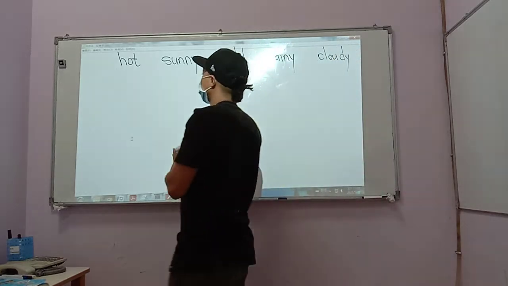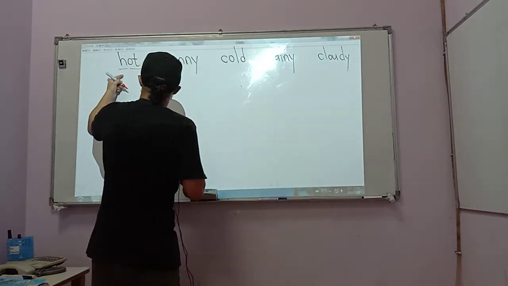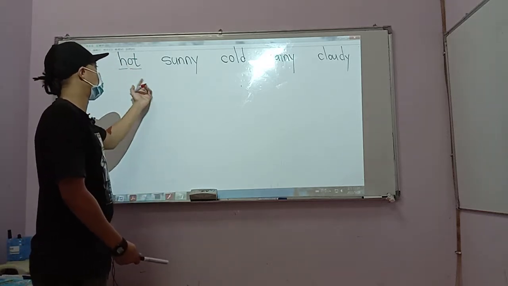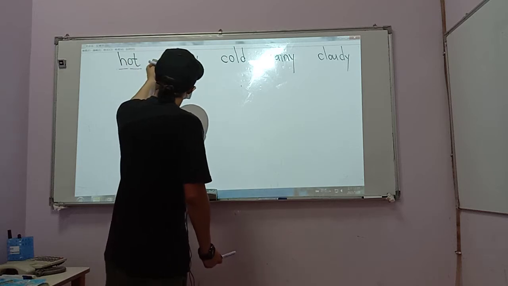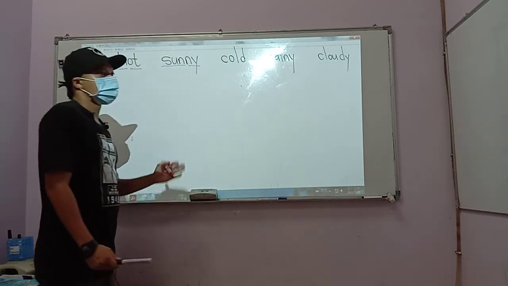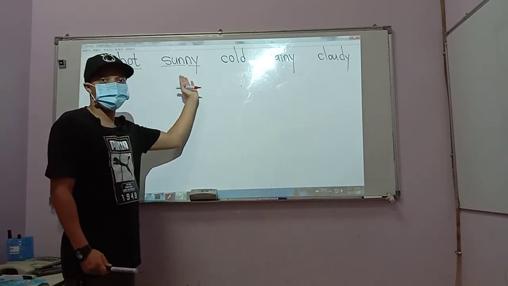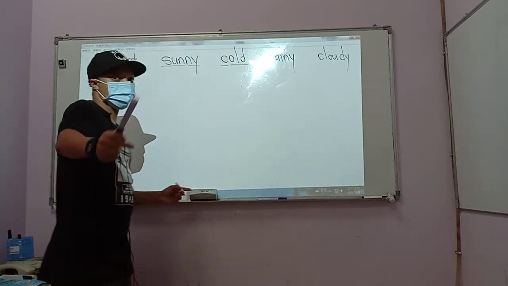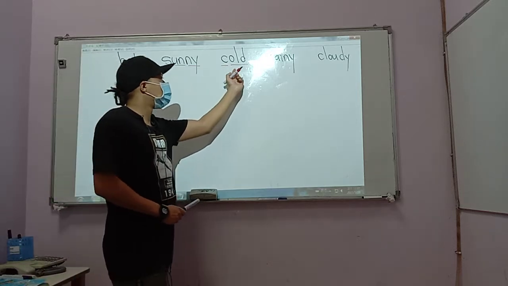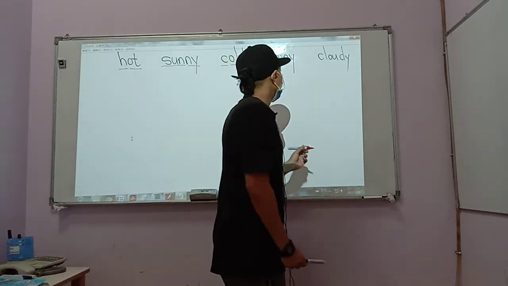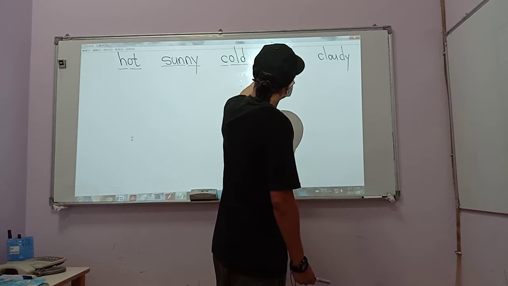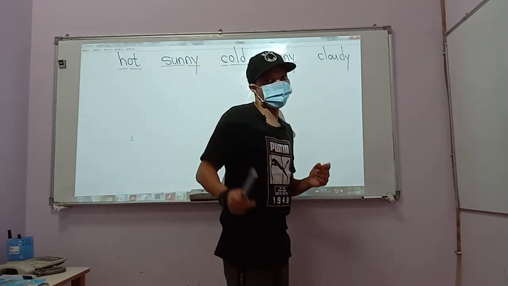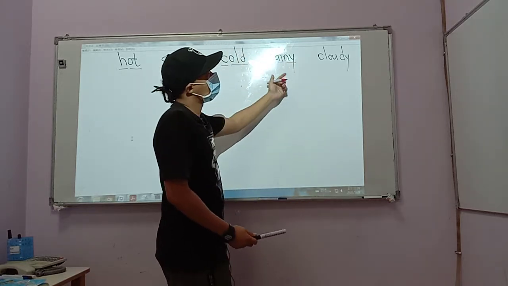Okay, so practice the phonics. H, ot, hot. Can you say it? H, ot, hot. Then we have sunny. Alright, so sunny, sunny. K, old, cold. Okay, your turn. K, old, cold. Then we have rainy. So rainy. Can you say it? Rainy.